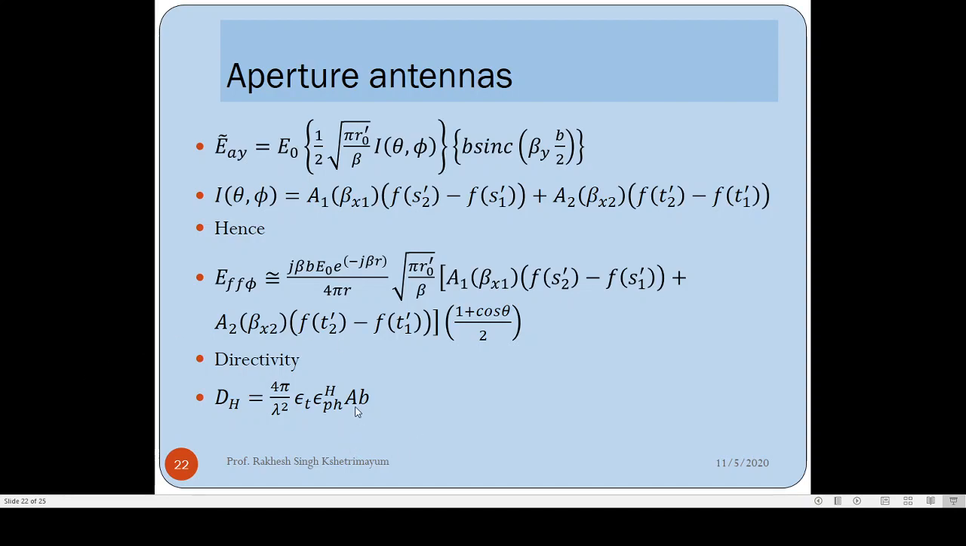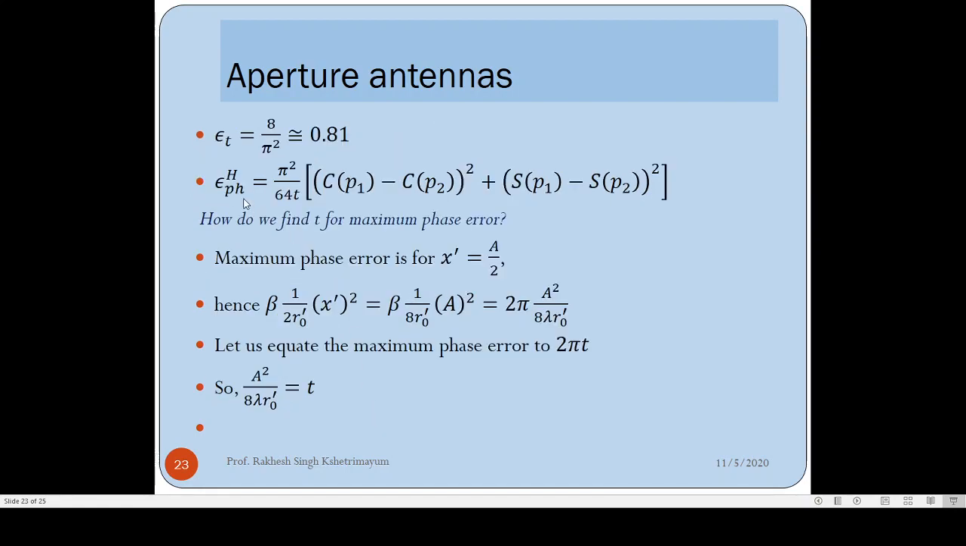Then, what is the dimension? Cross section of the open-ended horn antenna: along the x-axis is capital A, along the y-axis small b, so A times B. So as I already told you, due to the taper of the amplitude of the field variation, you'll have epsilon t as 8 by pi square, which is approximately 0.81. Due to the phase taper, also you can find out, it is pi square by 64 t, C(p1) minus C(p2) whole square plus S(p1) minus S(p2) whole square.